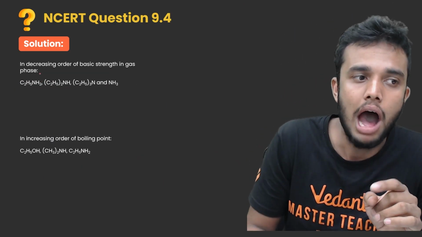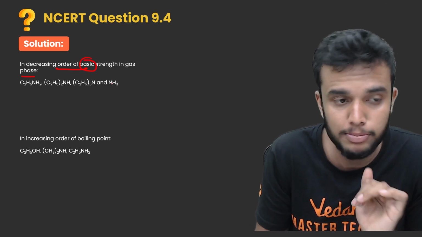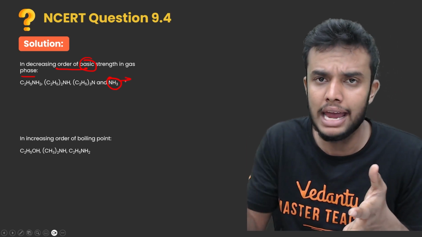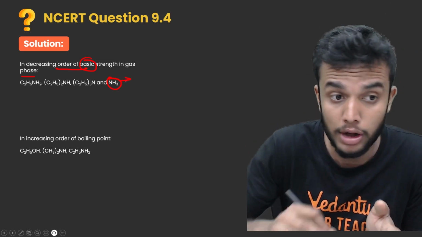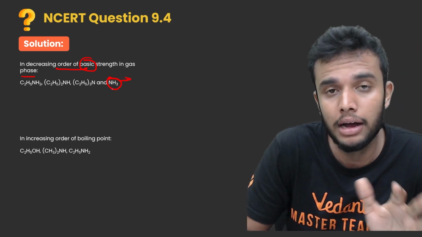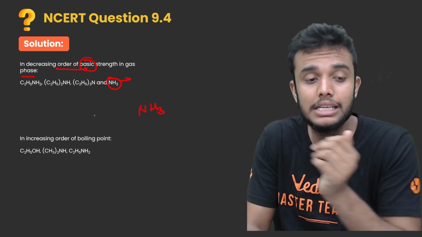Next one, students. Arrange in decreasing order of their basic strength in gas phase. In gas phase, students, observe here. The NH3 group has high basic strength compared to all the others. Right? It has low basic strength. It comes last. We need to arrange in decreasing order, students.